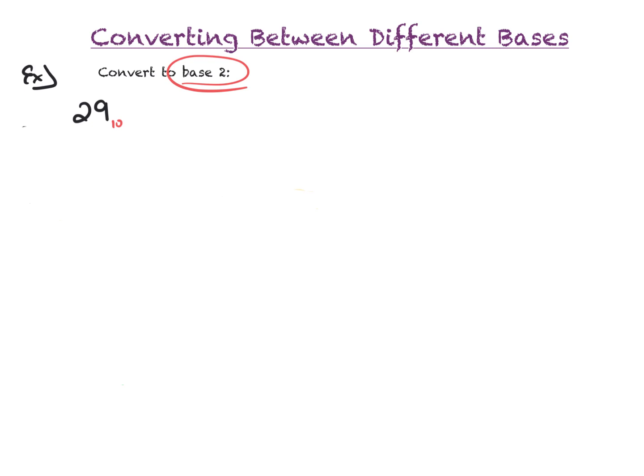And I'm going to write, let's give myself plenty of room. 2 to the 0 is 1. 2 to the 1 is 2. 2 to the 2 is 4. 2 to the 3 is 8. And I'm going to stop this list once I get a number bigger than 29. 2 to the 4th is 16, still too small, but 2 to the 5th is 32. So now I know I have enough 2s listed. Cool.